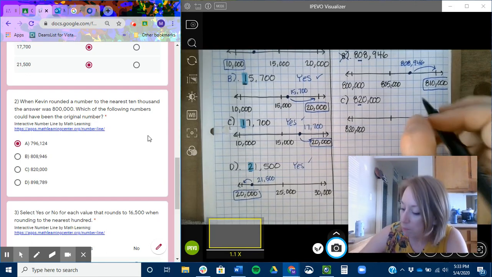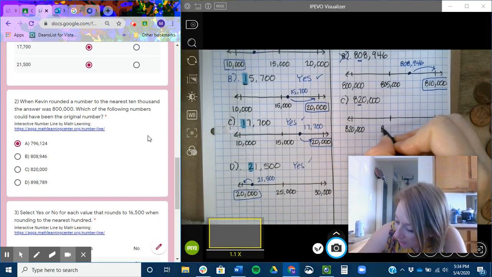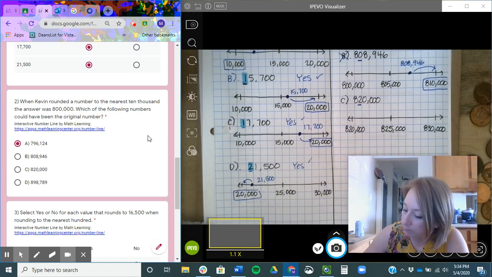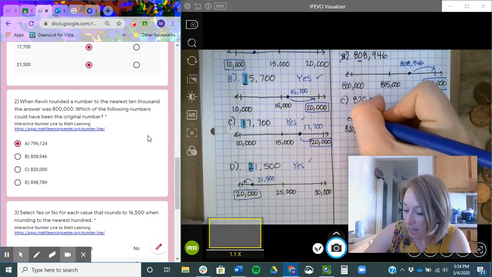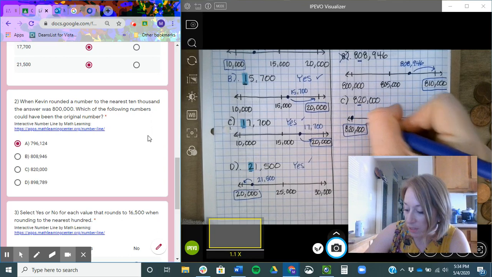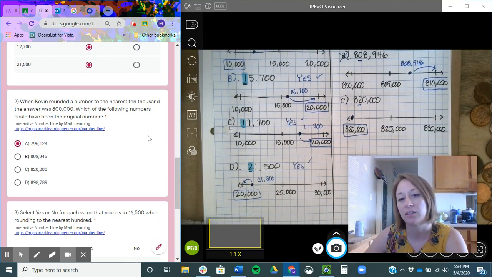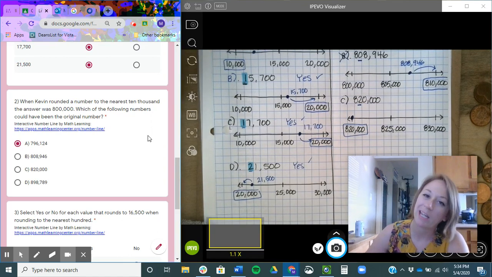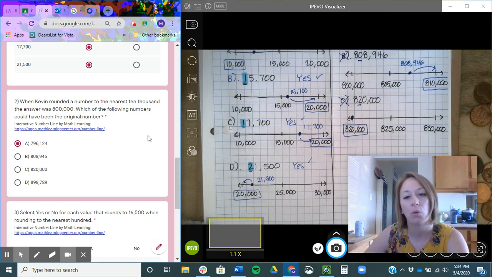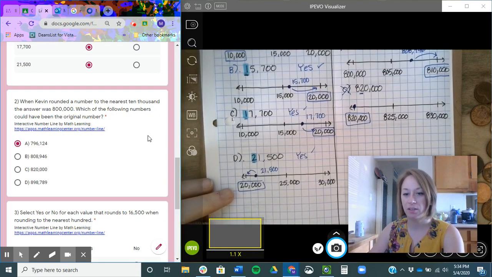And then the value in the middle is 825,000. Now this one's an obvious choice, scholars, because we are already rounded to the nearest 10,000. So would this round to 800? No. Cool. All right, last and final choice, just to be sure and careful.